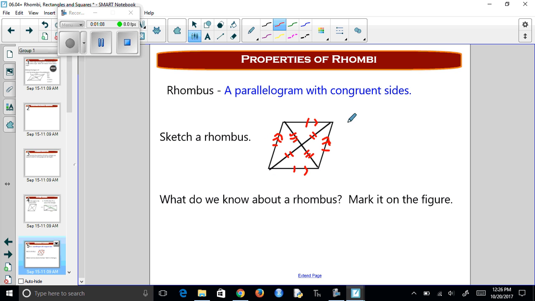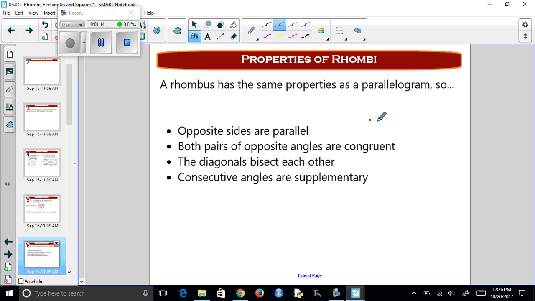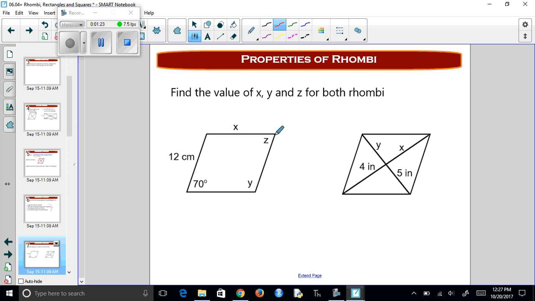All right. So all this we know because we know it is a parallelogram. So since it's a parallelogram, we know all of these properties we learned about in the parallelogram video. Now, if we wanted to solve some problems, since it's a rhombus, that's going to be 12. Since it's a parallelogram and a rhombus, that's going to be 70, and this is going to be 110. And the diagonals bisecting each other gives us x is 4 and y is 5.